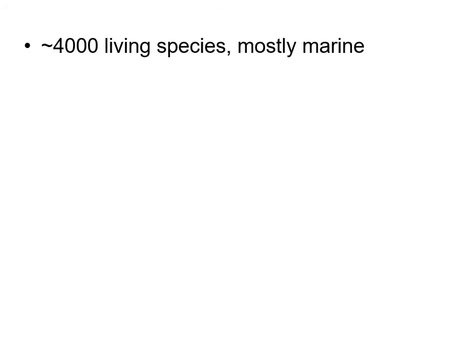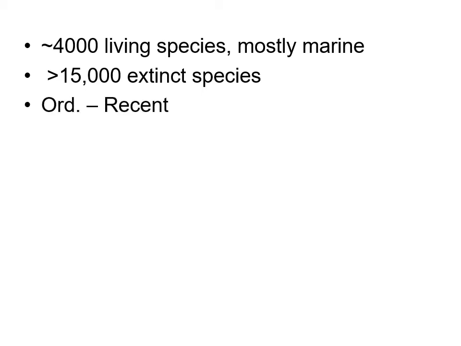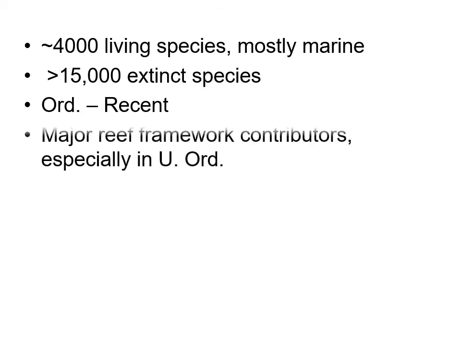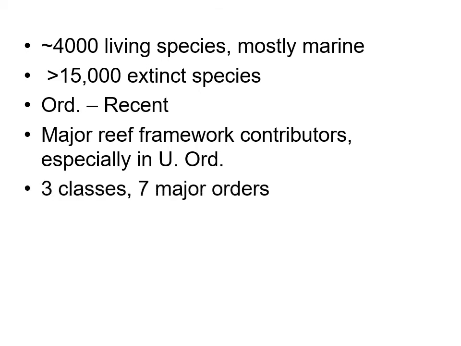There's about 4,000 living species of bryozoans. Most of them are marine, but we do have some freshwater taxa. There's about 15,000 extinct species, so these used to be much more diverse than they are today. The first bryozoans appear in the fossil record around the Ordovician, and again, we still have them alive today. And they're major contributors to reef frameworks, especially in the upper portion of the Ordovician. That's when we see a lot of our bryozoans making up significant portions of reefs.